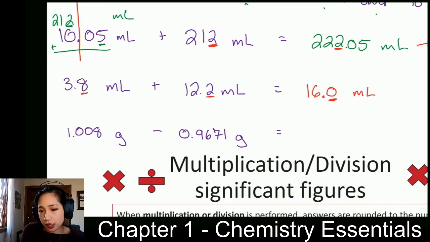So subtraction this time, so we're going to subtract mass. So 1.008 grams minus 0.9671 grams. All right, so again, I'm going to identify that last significant digit. So in this case, it's to the thousandths place for 1.008. And then here it's to the fourth decimal place, so the 10,000ths place. So I want to choose the leftmost one.